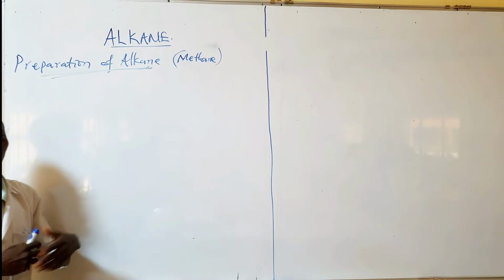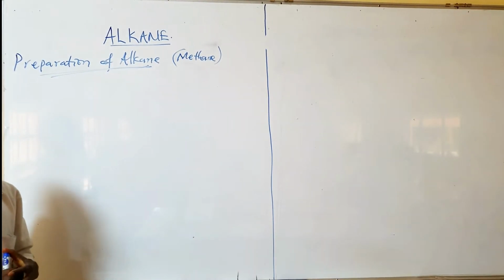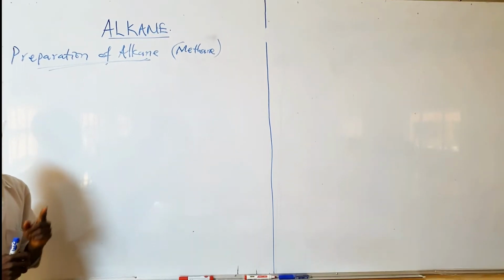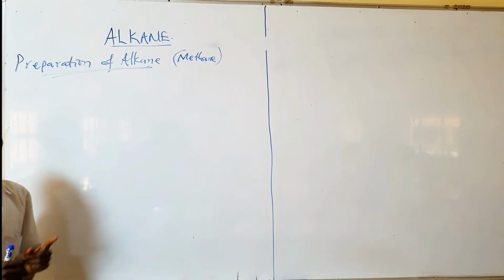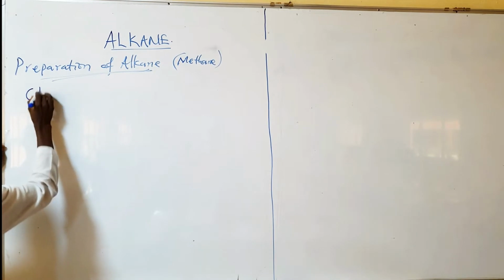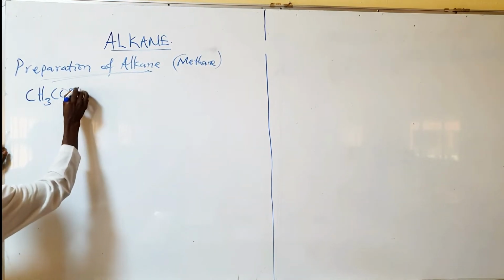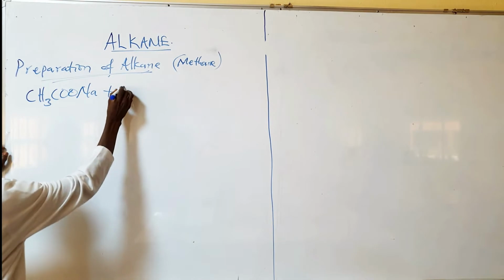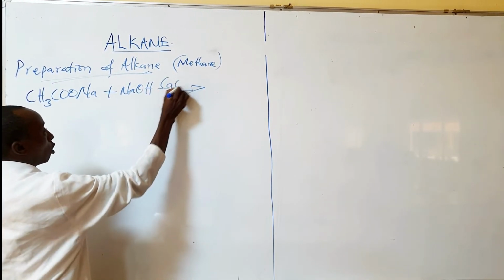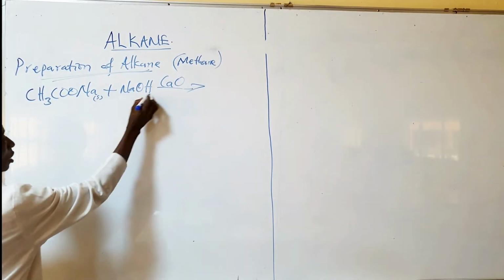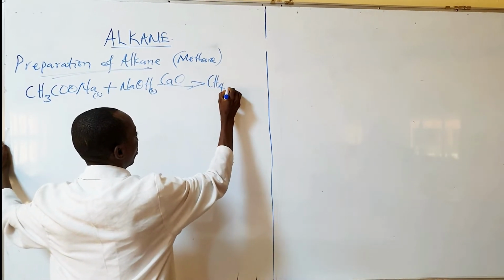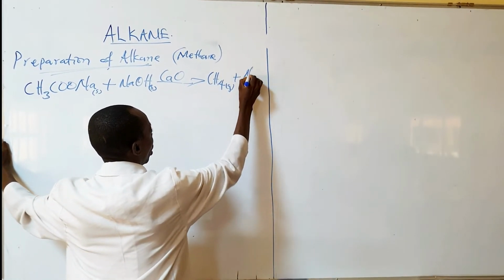Preparation of methane. There are many ways to prepare methane in the lab, but one of the easiest ways to prepare methane is the reaction of sodium ethanoate with soda lime. That is, sodium ethanoate in the presence of calcium oxide to dry it. This in solid state, this in solid state, to prepare methane and sodium carbonate.